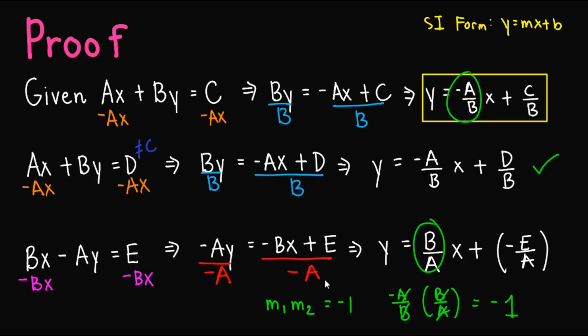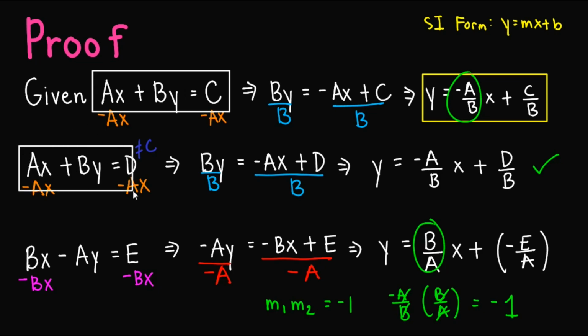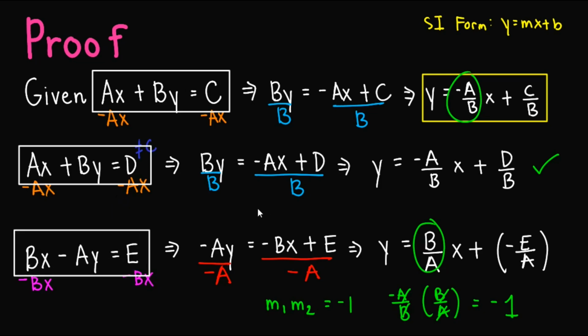Therefore, we can conclude that the given form bx minus ay equals e is indeed perpendicular to this one. So just to emphasize, what we need to remember is, given this one, a line parallel to it is of this form, wherein d is not equal to c, and a line perpendicular to it is given by this form. So these are the things that we need to remember in quickly determining if a line is parallel, perpendicular, or not.